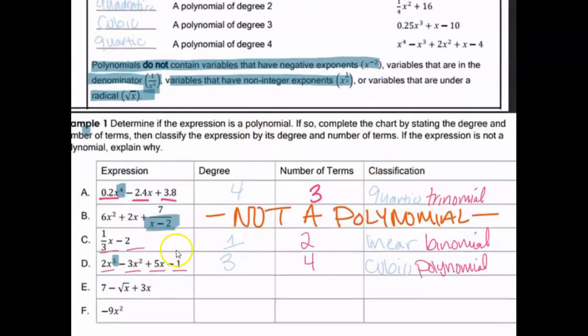Now, if you look at part E, you can see that we have 3 terms, but we're breaking a rule. We cannot have variables that are under a radical symbol. So we cannot have square root of x, which we do. So this one is another one where it is not a polynomial.